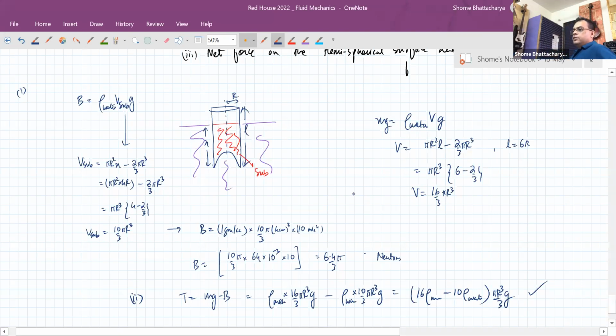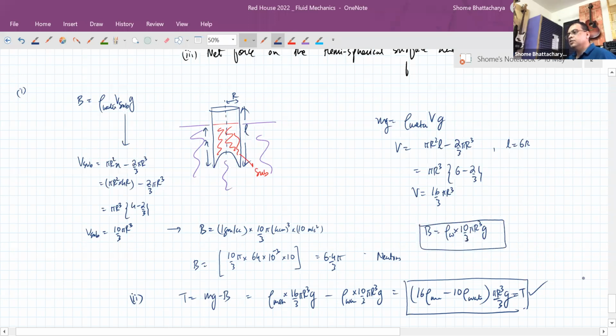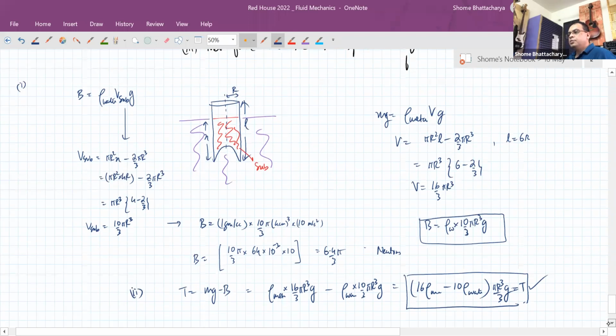Okay, so hope this is clear up to this point. Just in terms of symbols, this is the value of the tension, or parametrically, this is the value of tension. Whereas the buoyant force is given by density of water into 10 by 3 pi r cube g. So parametrically, these are the values. Okay. Now let's come to the third part.